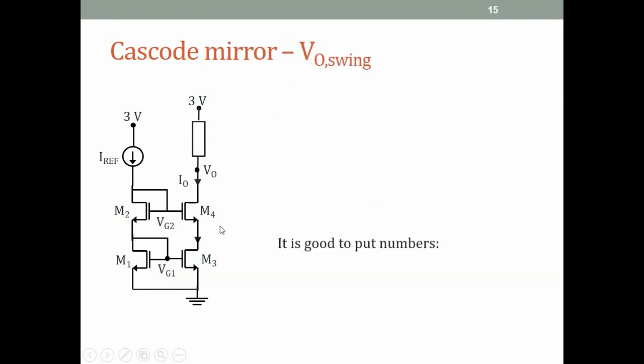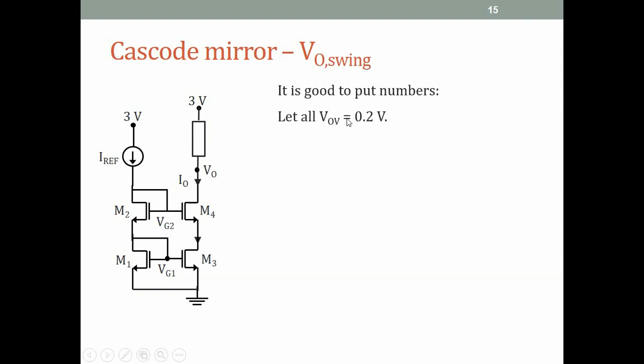All right. So let us put numbers. Let us say that all overdrive voltages of all the 4 transistors are 0.2 volts. And then let us find VO min, and we'll go through this route, because in fact we need to go through this route rather than going straight up, and we'll see just in a minute why.